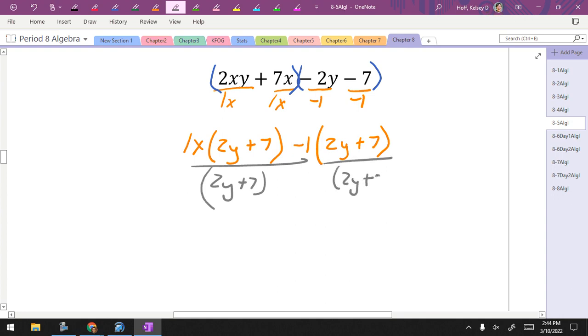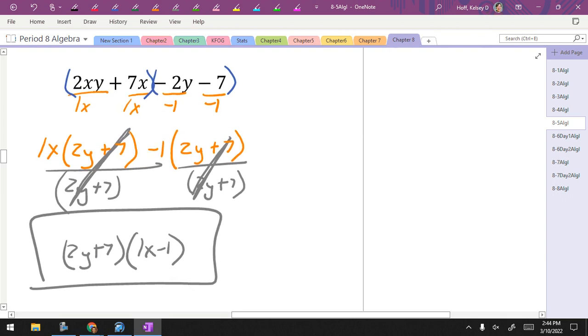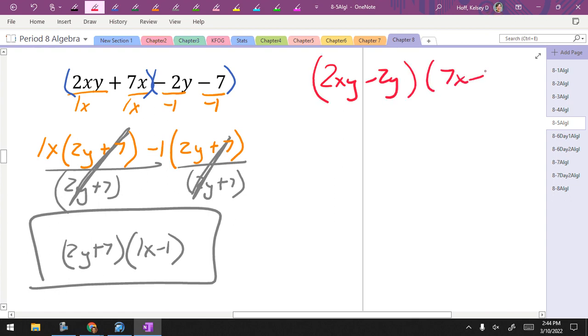So that parenthesis that matches goes out front. 2y plus 7. Make sure it's both in parentheses. What am I left with? 1x minus 1. Did you? What'd you do? I grouped the 2xy and negative 2y together, and then the 7x and negative 7 together. And I grouped those. Yeah. Totally fine. You got the same thing, right?